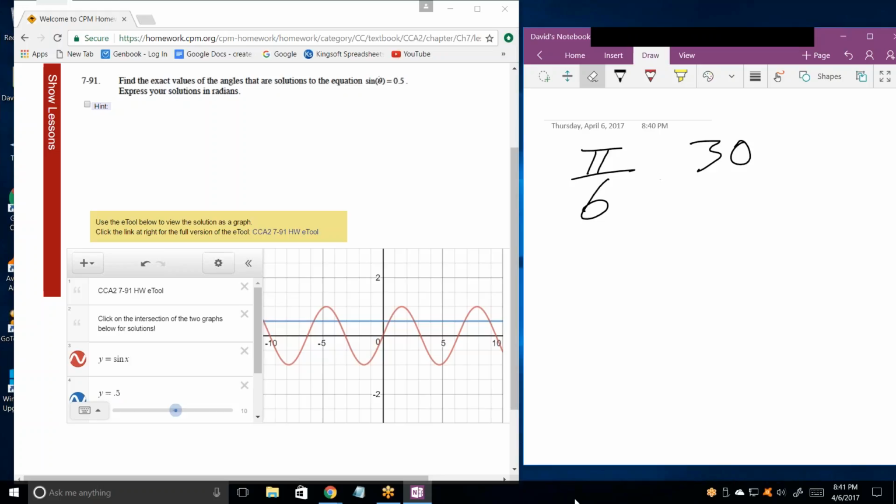What other angle? Let's just go from left to right. That's 30 degrees. What angle is that right there? In other words, that's the second quadrant angle. What's the 180? 150, correct? And 150 is 5 pi over 6. Notice why. Pi over 6 is 30, so 150 must be 5 of those.